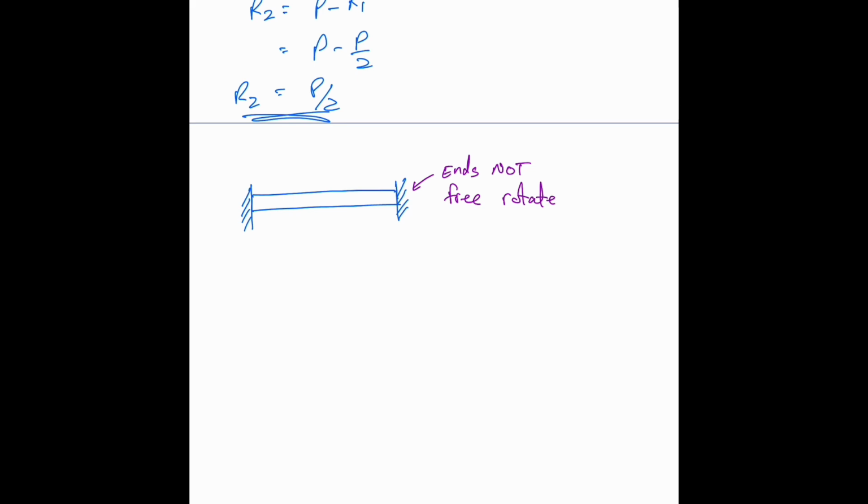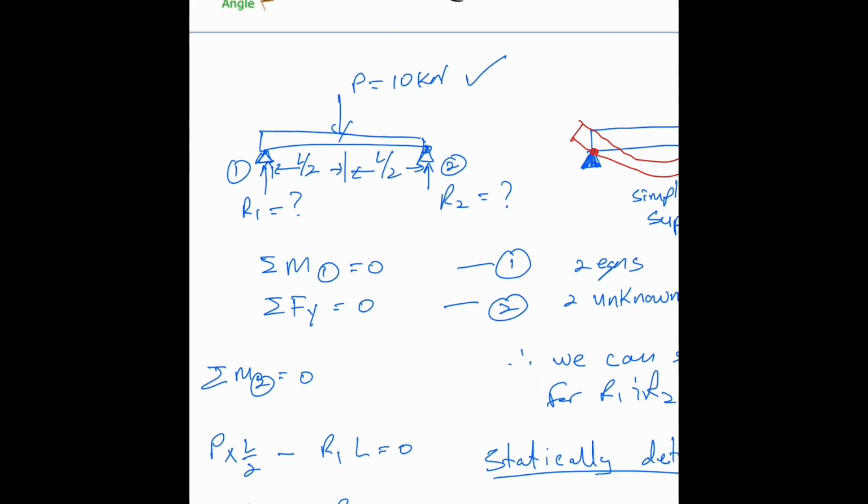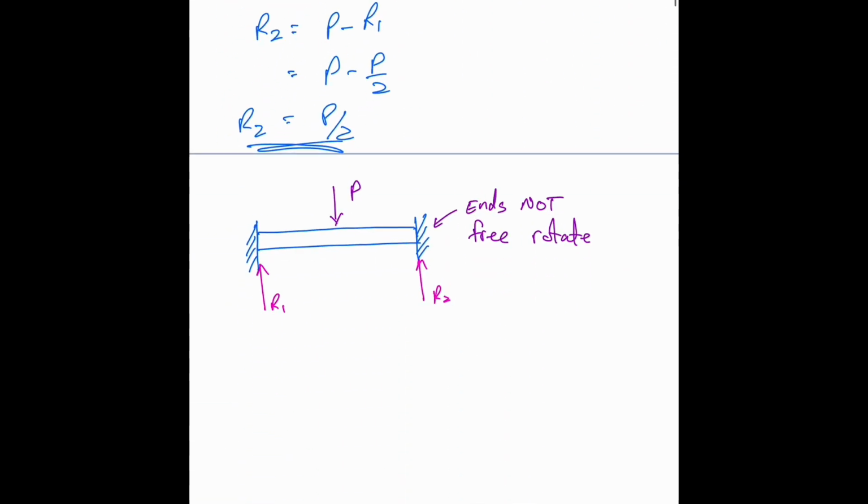So in this case now, we're going to have reactions R1, R2. Remember we have this load here, P in the middle. And in addition to that, remember the beam in the previous case was rotating up. Now the beam is not rotating up on the fixed end. So that means something is preventing it from rotating. And that prevention is a moment, a reaction moment. That reaction moment is like this on both ends.